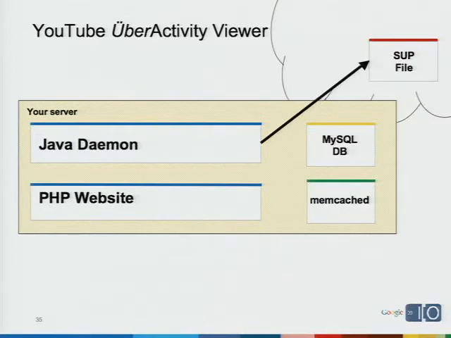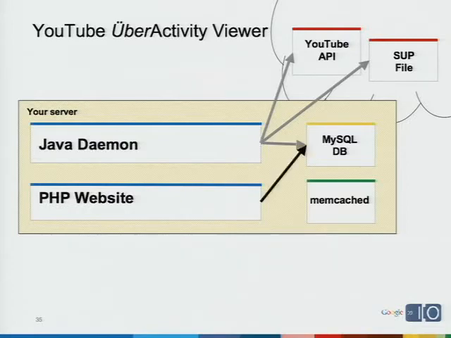So the Java daemon goes out into the cloud, fetches our SUP file from YouTube, parses that out, and figures out what YouTube users we're interested in, and then retrieves those users' activity from the YouTube API, and then puts all that activity into our database. So pretty straightforward so far.